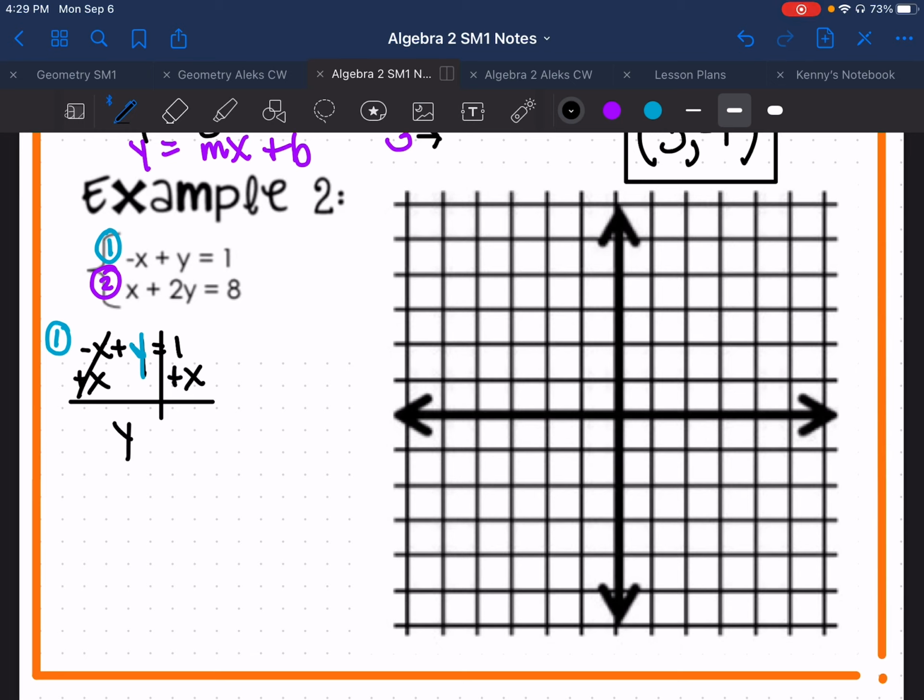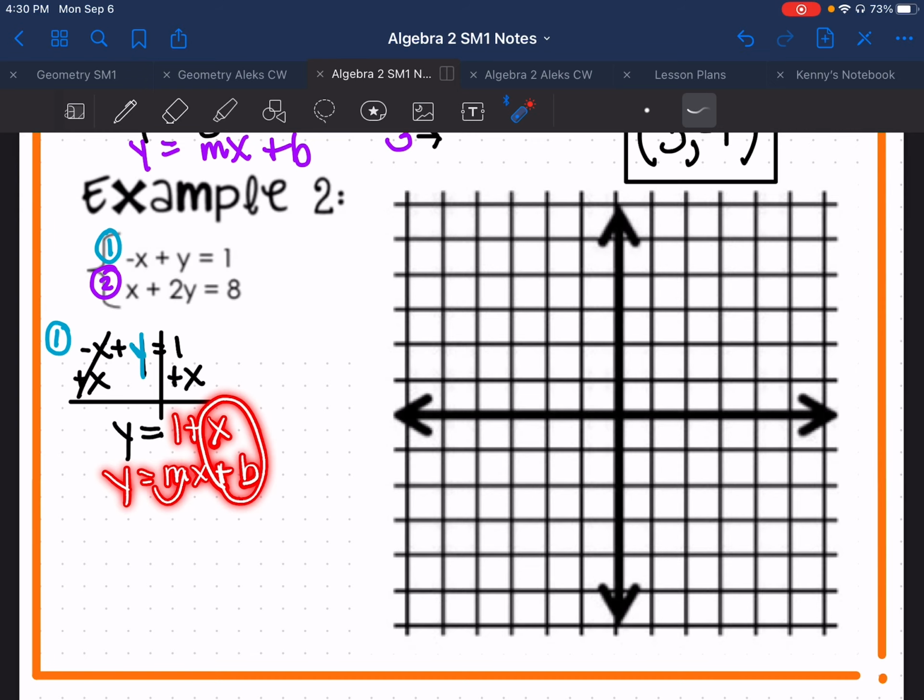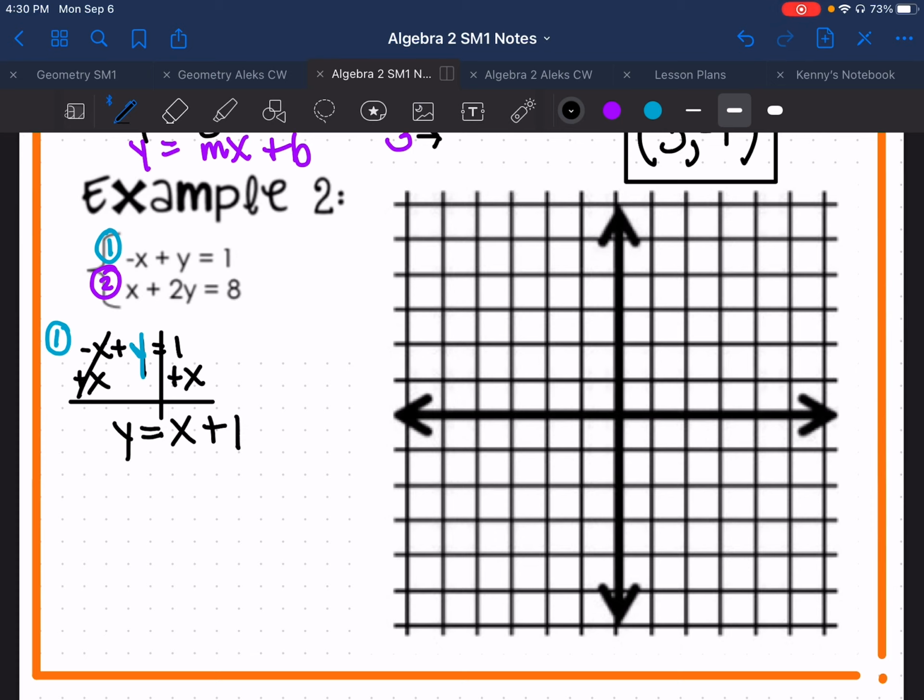Now, it is correct to leave it in this order. However, I don't like to, because a lot of people say, well, there's my beginning and here's my slope, and that is not correct. So I like to put x first and then plus 1. There we go. I'm going to go ahead and put my y equals mx plus b underneath. And I think I'll use my blue this time.